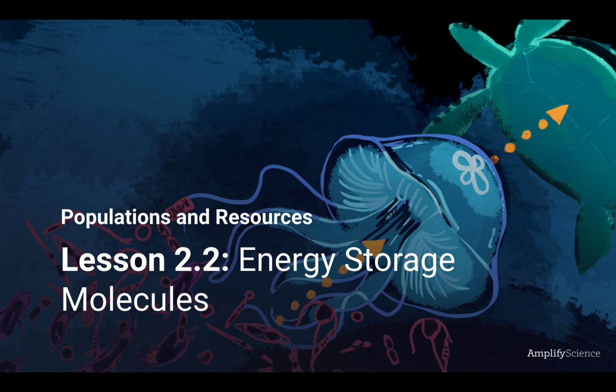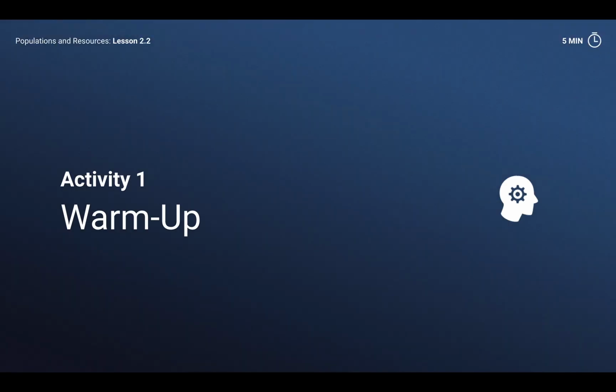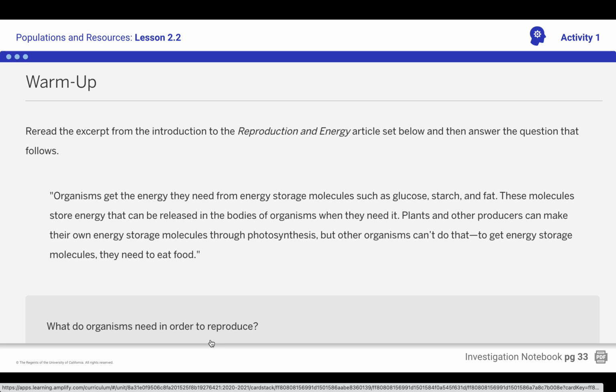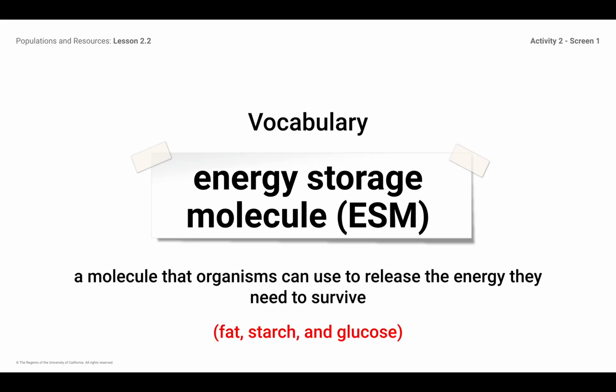So we were in Populations and Resources, lesson 2.2, and basically the kids first of all started out with a warm-up, just helping them to remember, because it's been a day, the article packet that they read, and answer this question: what do organisms need in order to reproduce? And of course the answer is they need ESMs in order to reproduce.